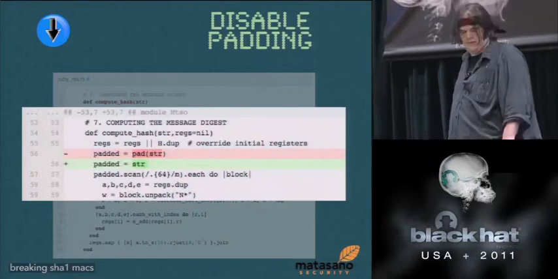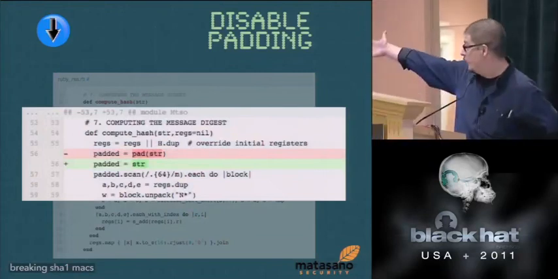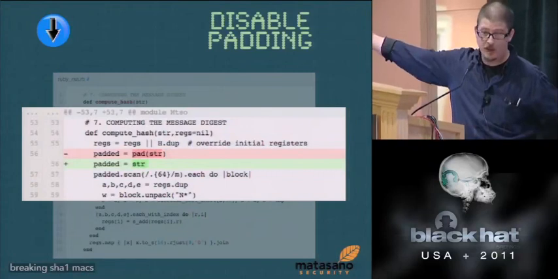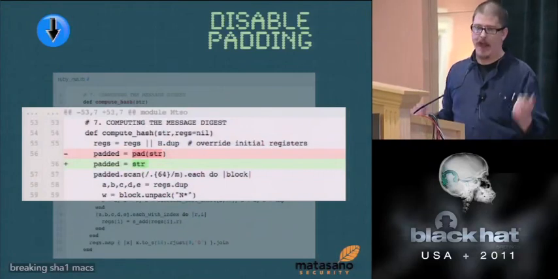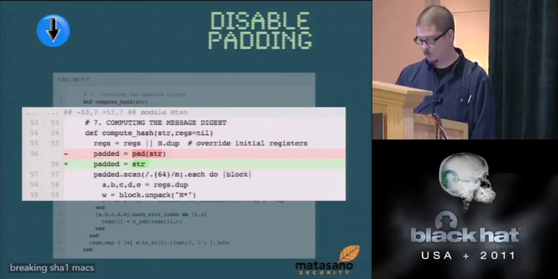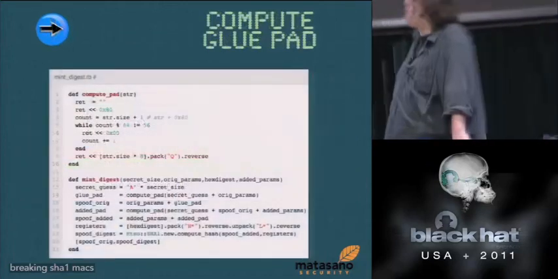Okay. So all I did here was take the fact that they're calling the pad function with the string that gets passed to compute hash, and I just say, don't do that. It's that simple. Okay. So next part. This is a little bit more tricky.